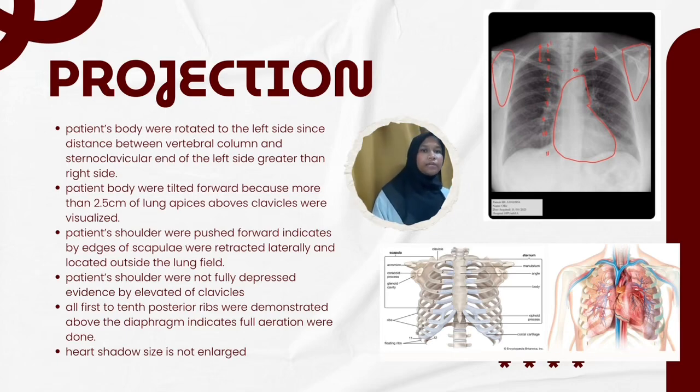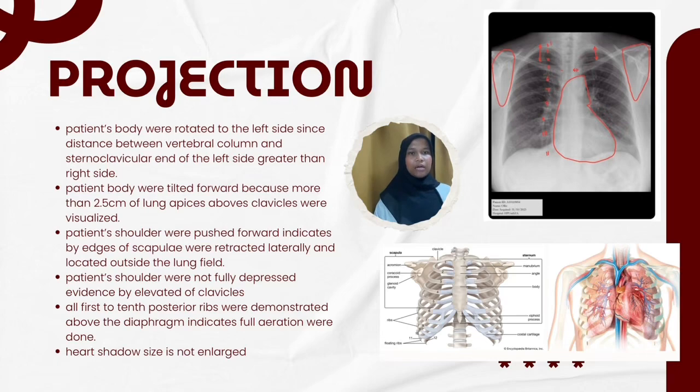Second, the patient's body was tilted forward because more than 2.5 cm of lung apice above the clavicle was visualized. The third one is the patient's shoulders were pushed forward, indicated by the edge of the scapula being retracted laterally and located outside of the lung field. The fourth one is the patient's shoulders were not fully depressed, evidenced by the elevated clavicle.